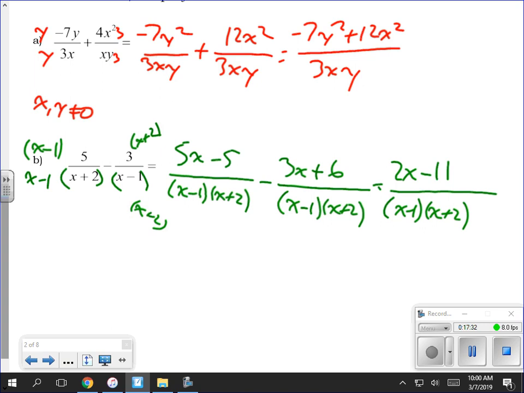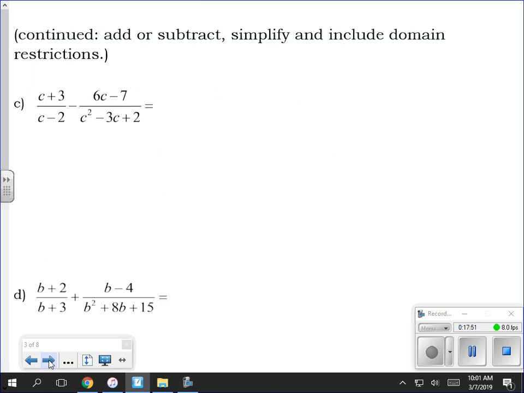Now, I did forget something I needed to do, right? My domain restrictions. X can't be 2, sorry, negative 2. X can't be negative 2 or positive 1. It does ask for them, so we're going to make sure they're there. A couple more examples before we move on, because they do get a little more difficult as we go through.